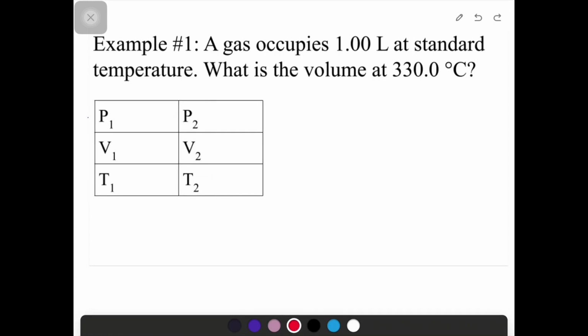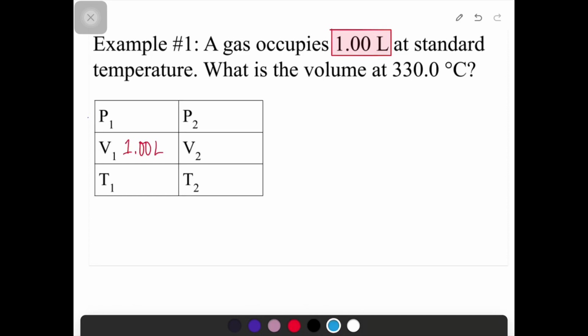Now we're going to go piece by piece and pick out the pieces of information that are given to us and what we're trying to find. Gas occupies 1 liter. There we go. First piece of information, 1 liter. And liter is a unit for volume, so it's going to go in my V1 box there.